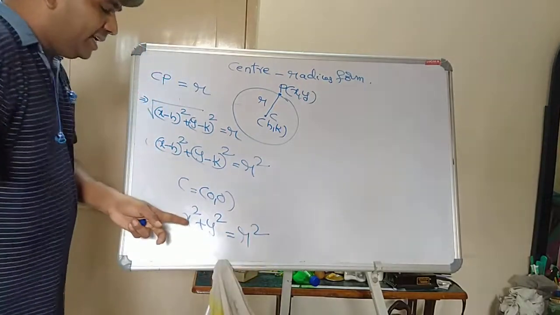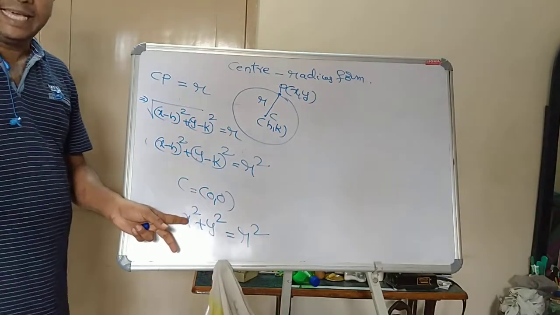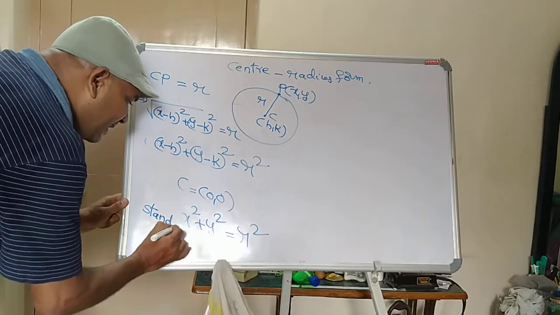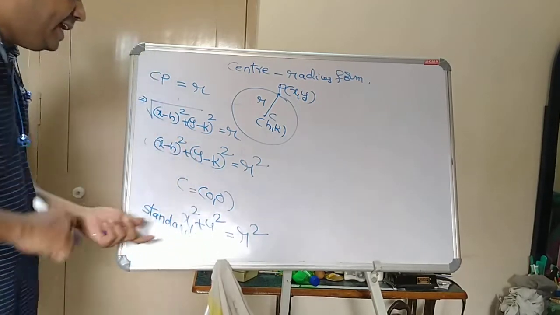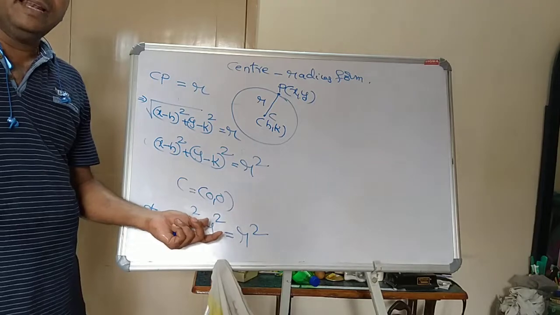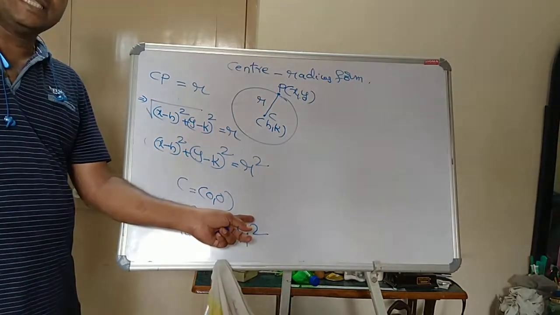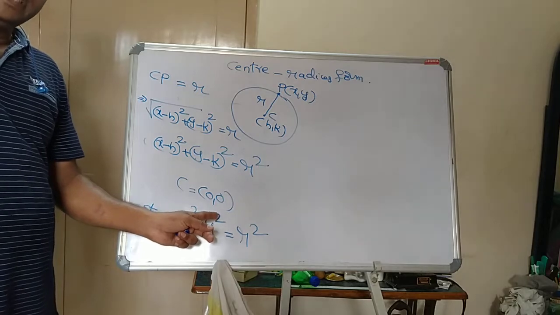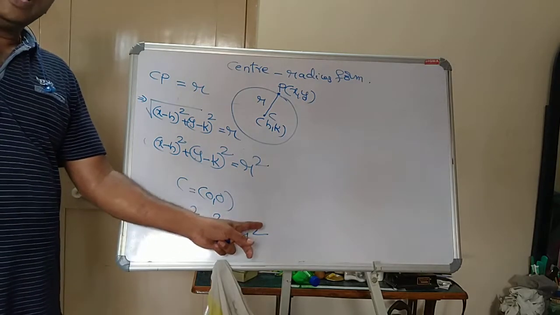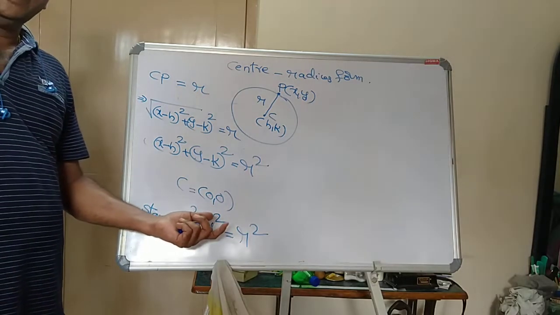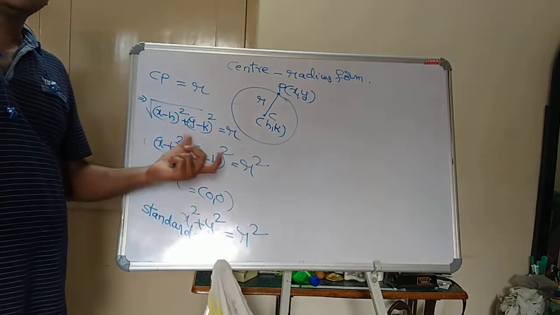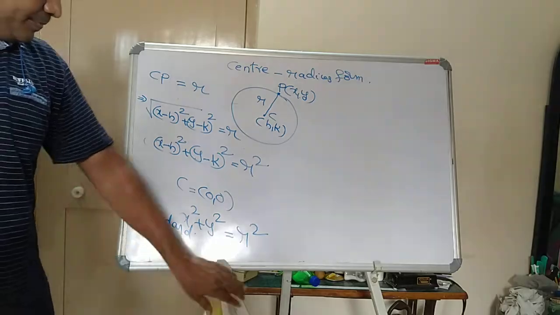This is called the standard form of the circle. Here, center of the circle is origin, radius is r. x square plus y square equal to r square is called the standard form of the circle.